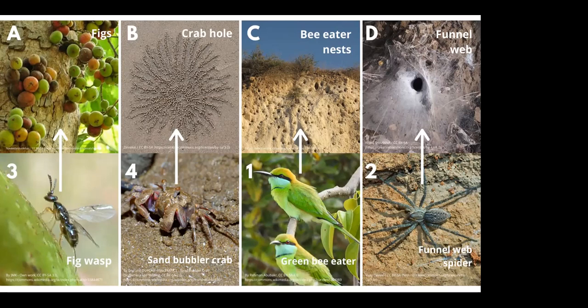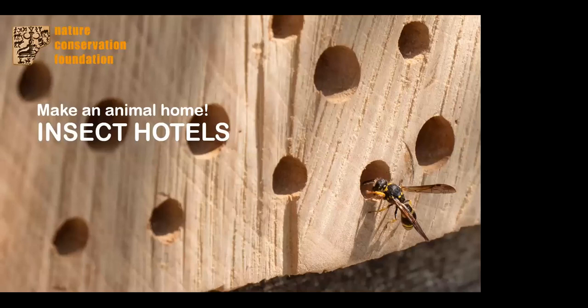I'm going to take a short little time to introduce you to a creative activity after this, which is something that we can all do in our homes. Have you heard of an insect hotel? This is what we're going to learn how to make today. And since we've learned so much about animal homes, let's learn how to make an animal home ourselves.